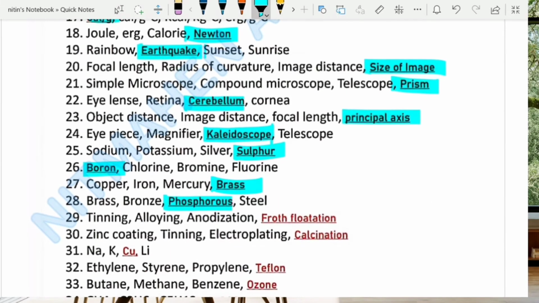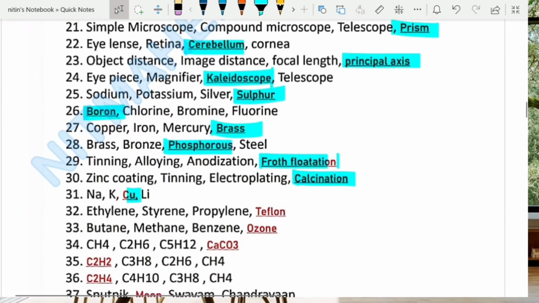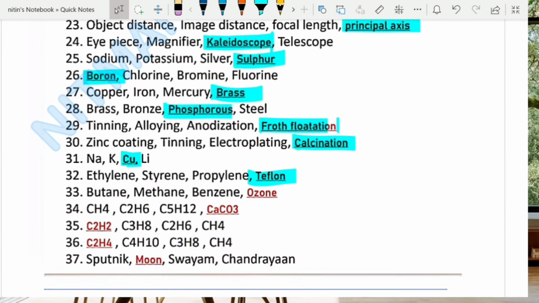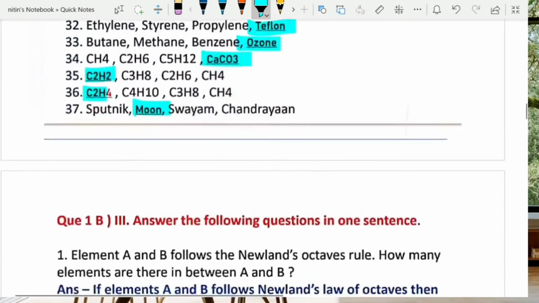Tinning, alloying, anodizing and flotation. Zinc coating, tanning, electrolytic calcination. Sodium, potassium, copper, lithium. Ethane, styrene, polyene and teflon. Butane, methane, benzene and ozone is a different. CH4, C2H6, methane and so on are given here. CaCO3, all are carbon compounds. C2H4, Sputnik, moon.